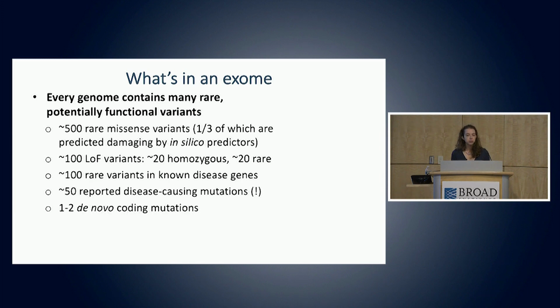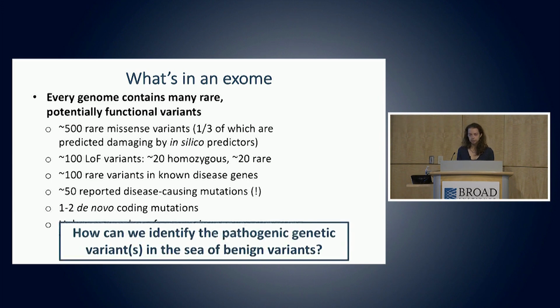We all have 1 to 2 de novo coding mutations. These are obviously a place we look more carefully for variants that could be causing disease, but it's important to remember that we all have these, and so just because there's a de novo variant doesn't mean it's causing disease. And then we all have an unknown number of sequencing errors. So how in the world do we find the pathogenic genetic variants that are causing disease in our patients in this sea of so much benign variation?